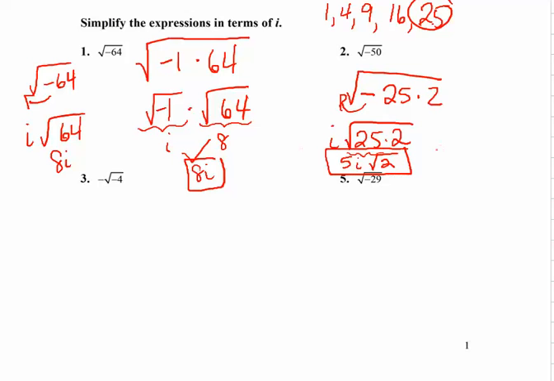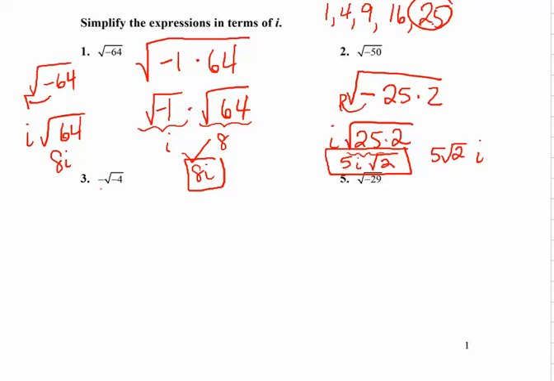Now sometimes textbooks put the i coefficient at the end, so they write it like this, 5 square roots of 2i, and they're kind of treating the i like an x variable, so you can also write it like that. Question 3, negative square root of negative 4.